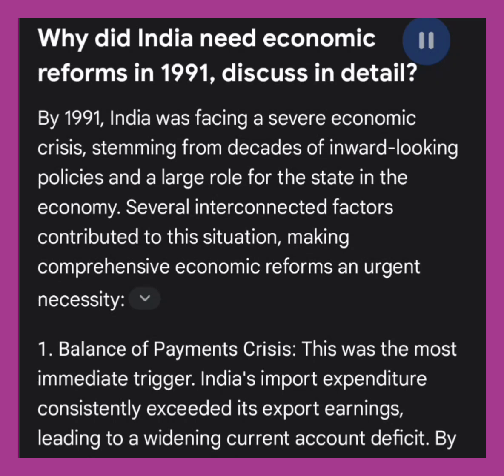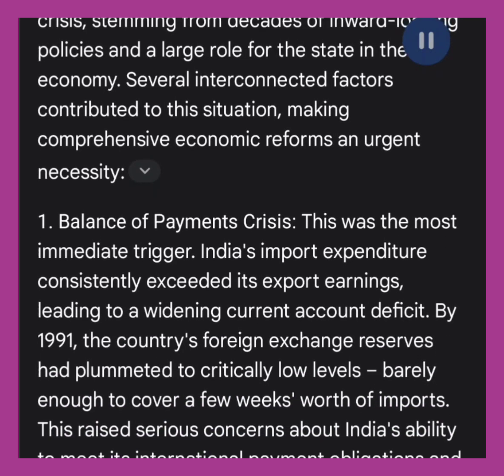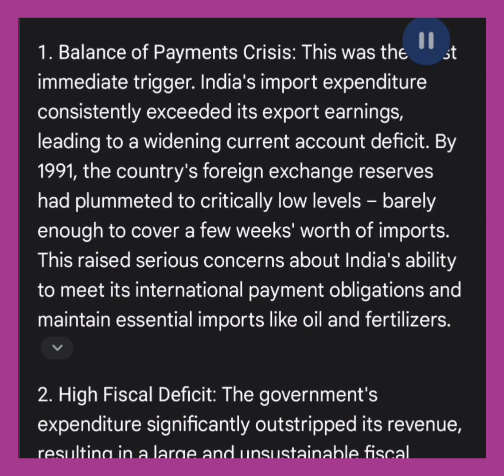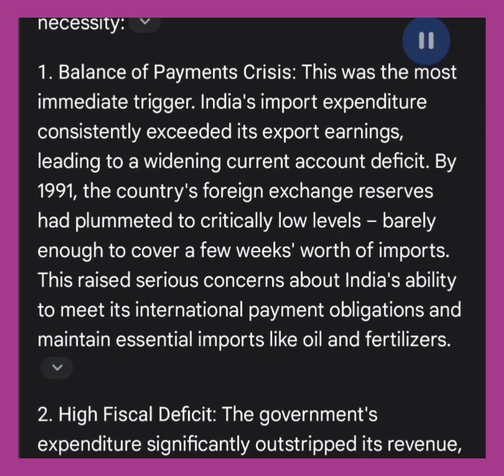1. Balance of payments crisis. This was the most immediate trigger. India's import expenditure consistently exceeded its export earnings, leading to a widening current account deficit. By 1991, the country's foreign exchange reserves had plummeted to critically low levels, barely enough to cover a few weeks' worth of imports. This raised serious concerns about India's ability to meet its international payment obligations and maintain essential imports like oil and fertilizers.